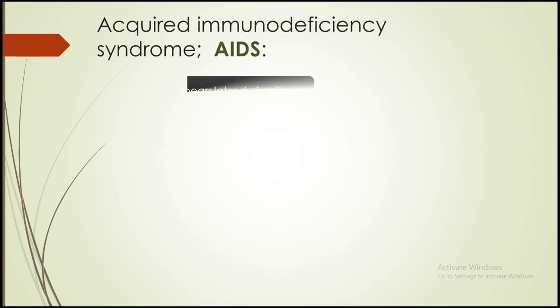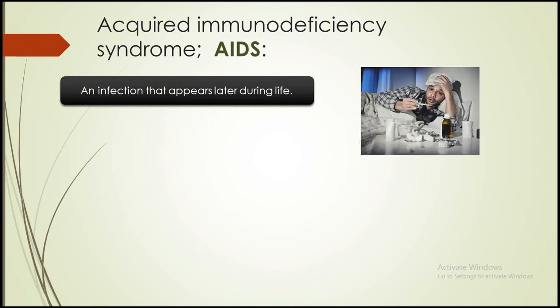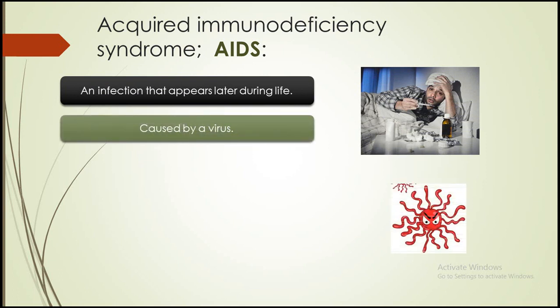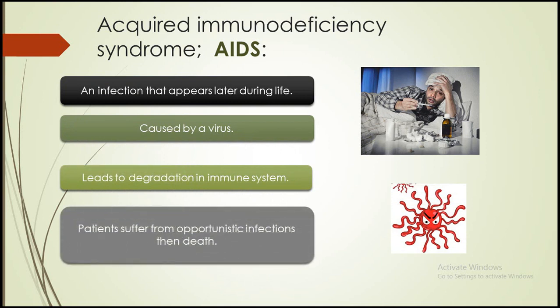Now we will talk about the second type of immunodeficiency, which is acquired immunodeficiency syndrome, or AIDS. In this case, the infection appears later during life, which means that the patient was healthy before getting infected with the disease, and he was born healthy. This disease is caused by a virus, and the virus causes degradation in the immune system, which means it reduces the immune response. Thus, the patients suffer from opportunistic infection, then death.